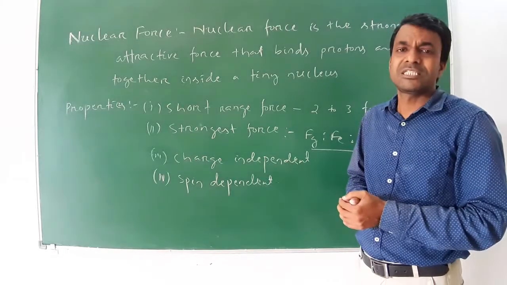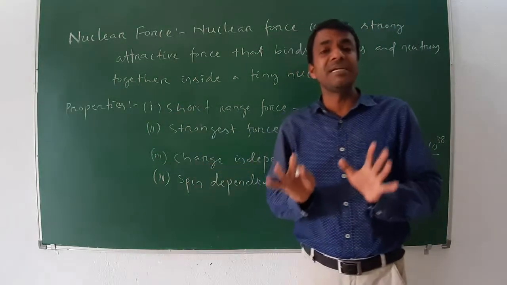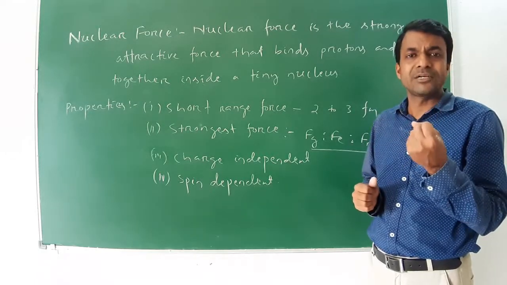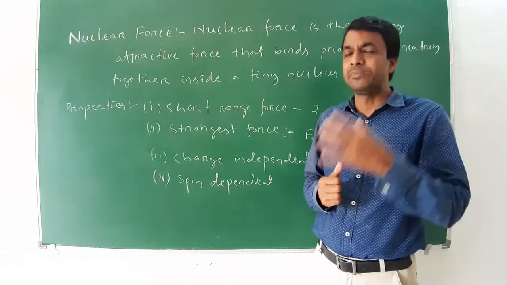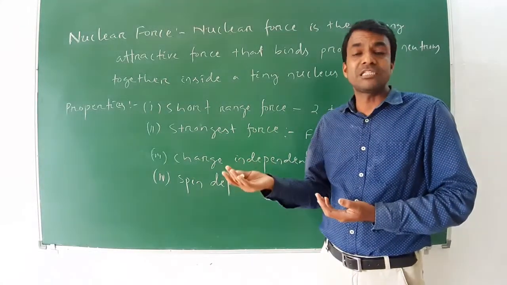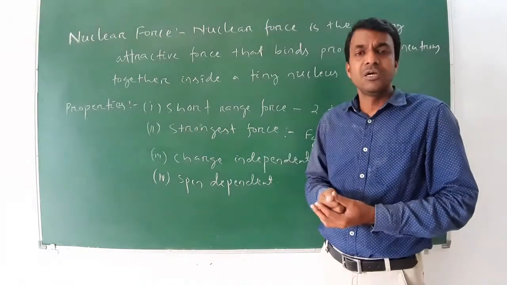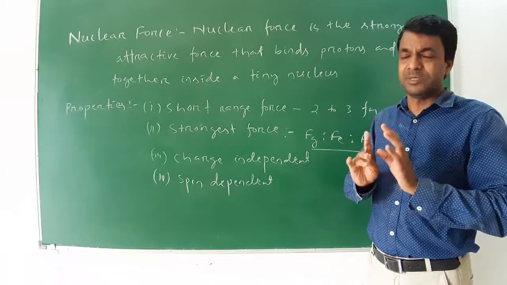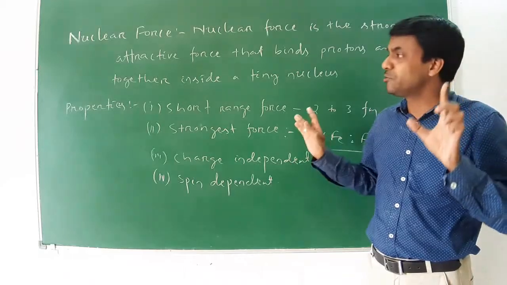Fourth property is that it is spin dependent. Nuclear force is spin dependent. Spin dependent means in the nucleus, protons and neutrons are bound together, around which electrons are revolving in specific orbits. Nuclear force is charge independent, but electrostatic force is charge dependent. Whenever both charges are positive, it is a repulsive force, when positive and negative, attractive in nature, but the nuclear force is charge independent. But the nuclear force is spin dependent.